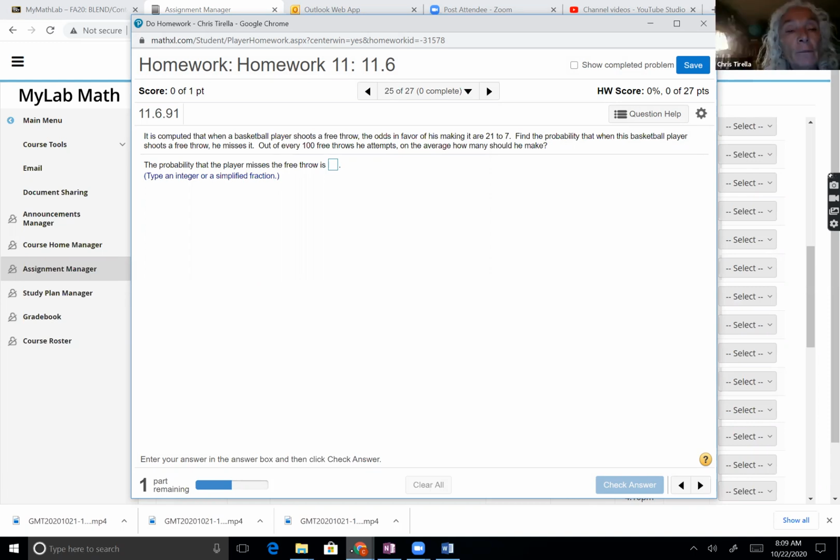Okay, the one that I opened up, 25, is an odds question. It says it's computed that when a basketball player shoots a free throw, the odds in favor of his making it are 21-7. Find the probability that when the basketball player shoots a free throw, he misses it. Out of every 100 free throw attempts, how many should he make? Is that one of them? Yeah, definitely. Because it involves sports and I just automatically shut down.